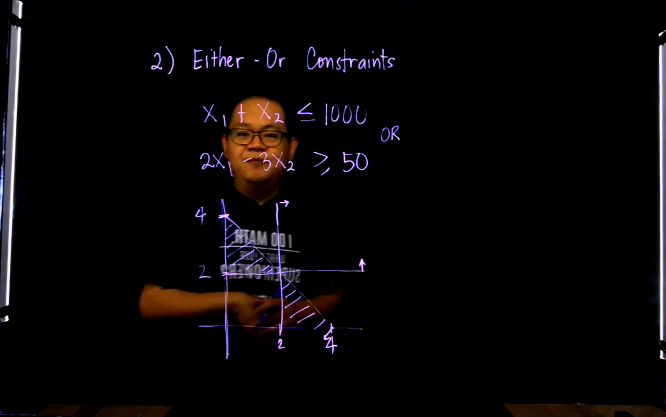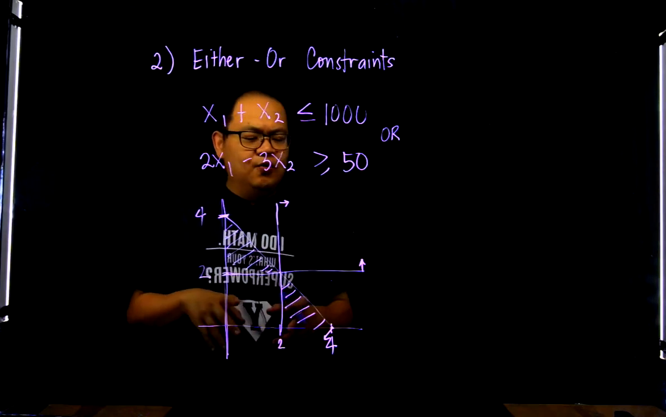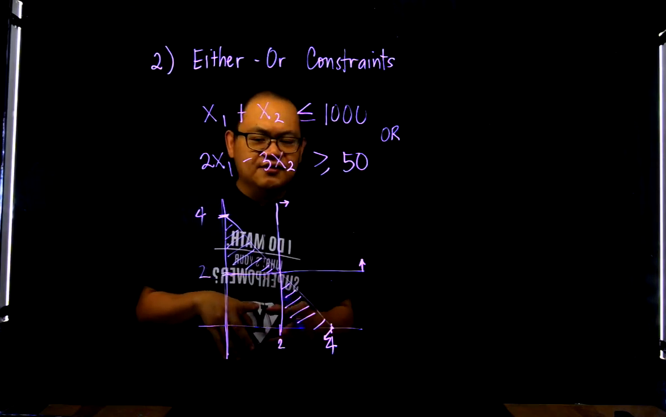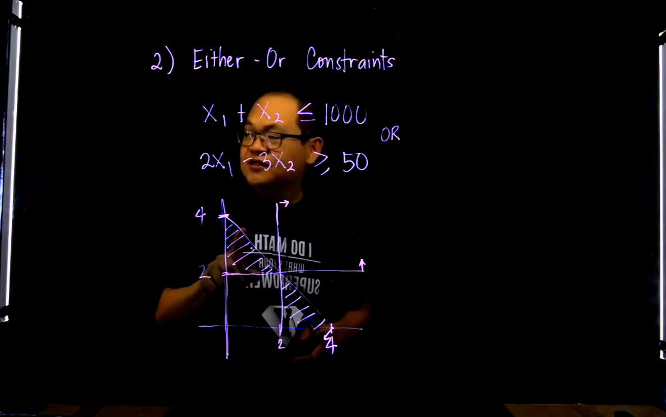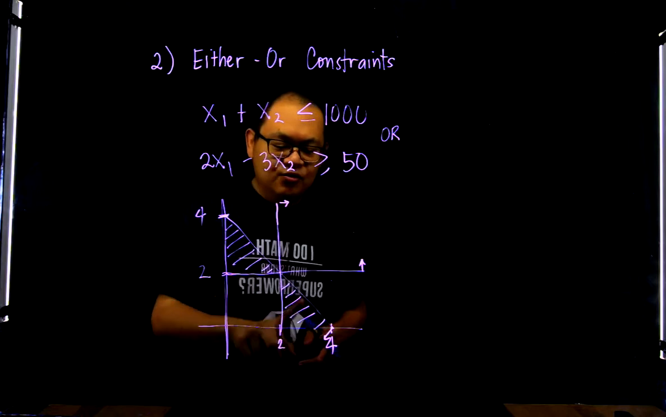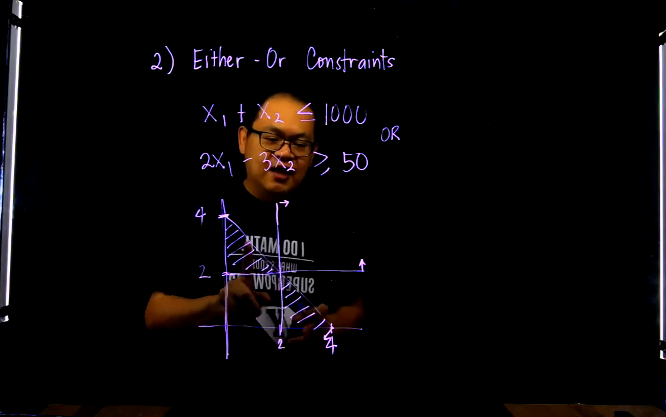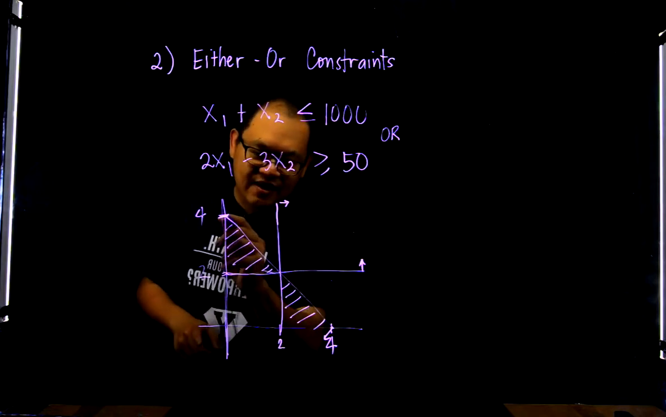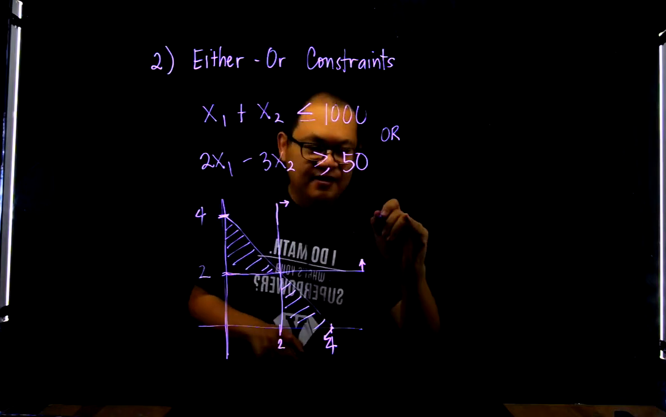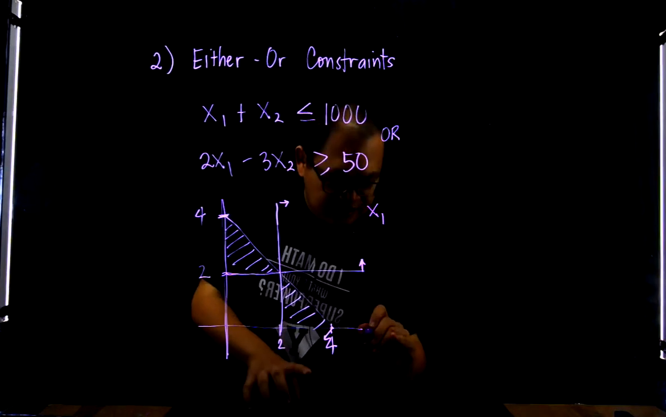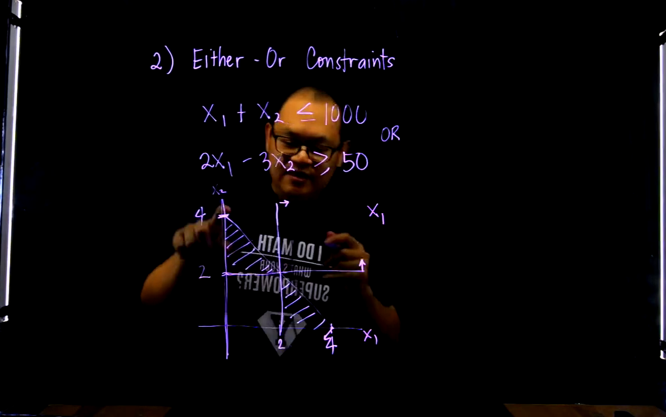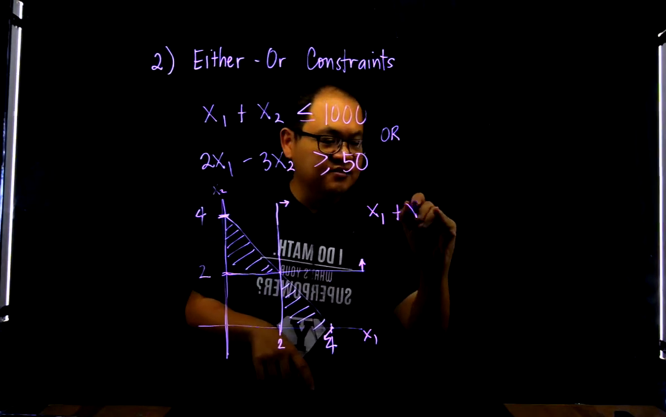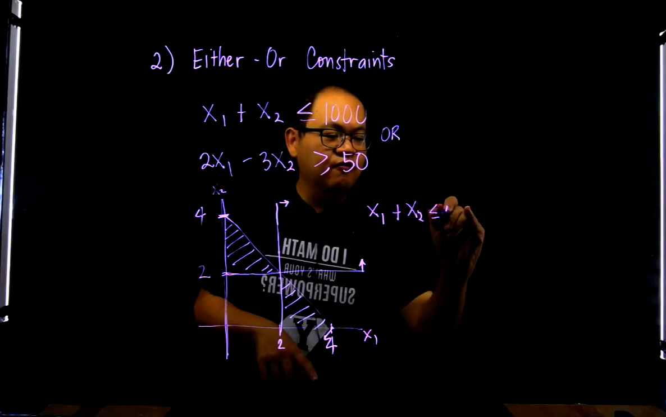triangles? Okay? What is the set of constraints that will form the feasible region that is composed of these two triangles? Now, this diagonal line is an x1. Let's assume this is x1 and this is x2. This diagonal line is an x1 plus x2 less than or equal to 4.